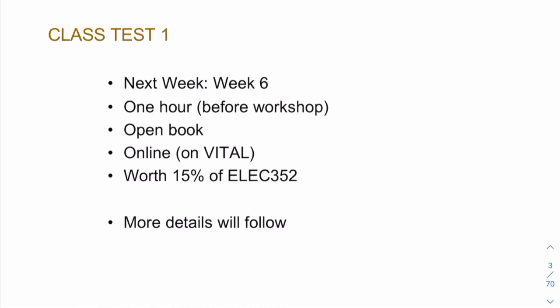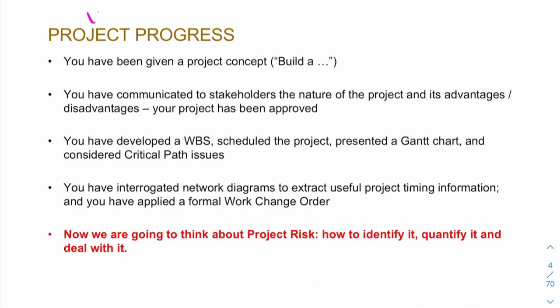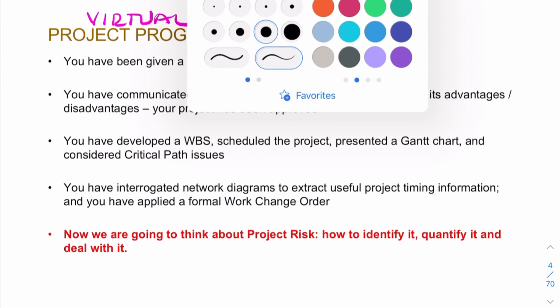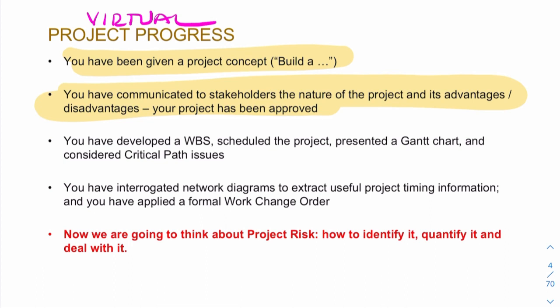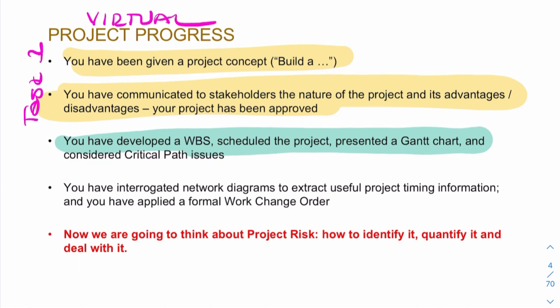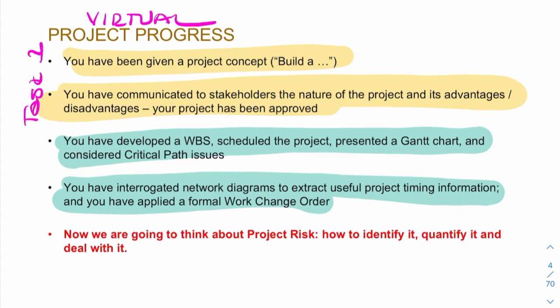So in terms of your virtual project progress, you have already looked at that as part of task 1, and you've developed a work breakdown structure, you've done your Gantt chart, your critical path analysis, and you've done your work change order as part of task 2. So now we are going to look at risk, and that is what task 3 is all about.